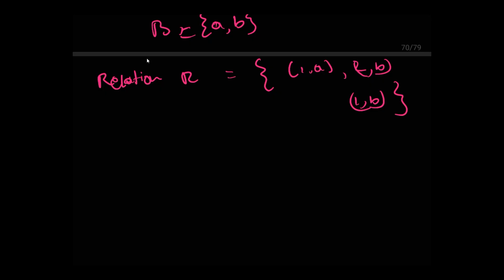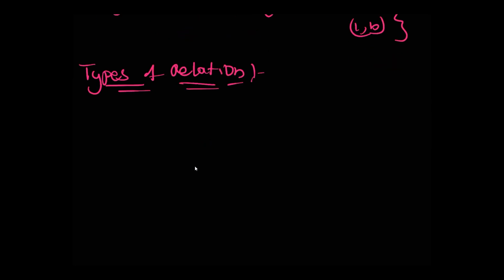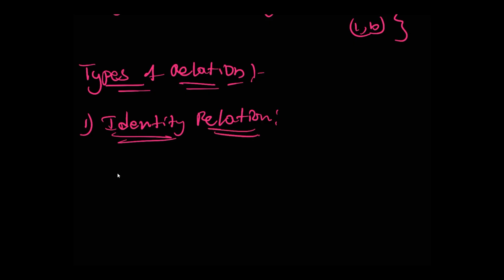Now let us talk about types of relations. Mainly the questions in Mains and Advanced will come from these types of relations. First one will be the identity relation. A relation R such that it contains all pairs (a, a) such that a belongs to set A.